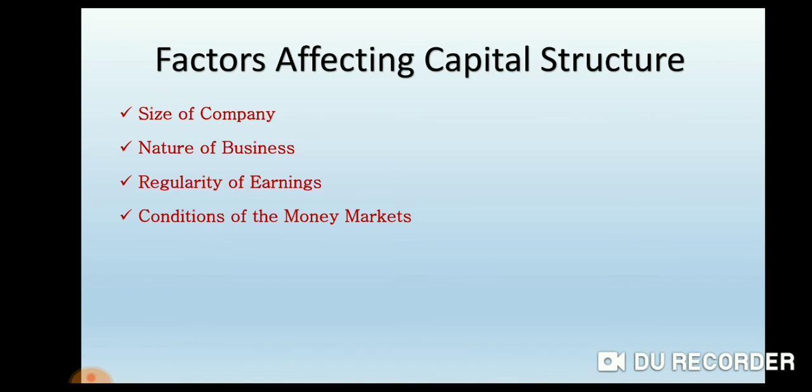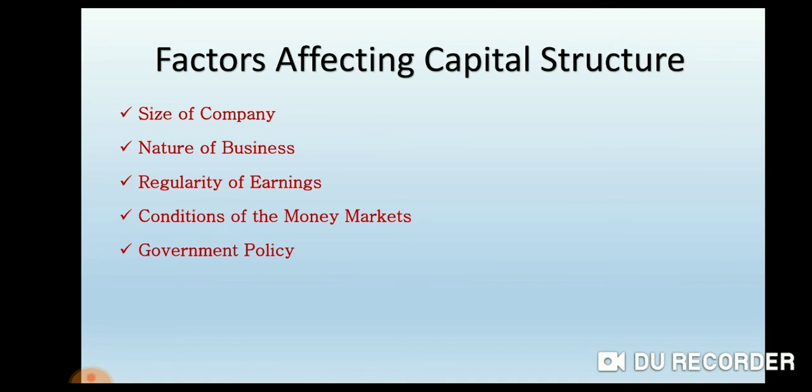Conditions of the money market. Capital markets are always changing. You can't, or you don't want to, issue company shares during a bear market. You do it when there is a bull run.